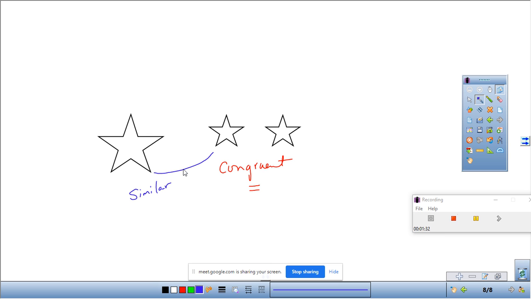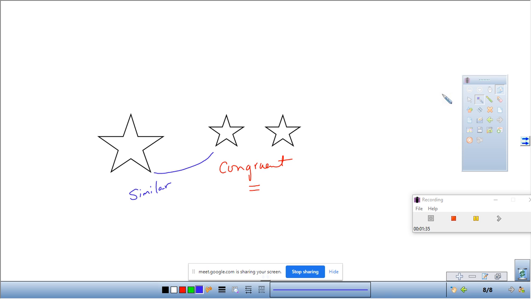So you can kind of see what's going on here. Similar and congruent, they don't mean exactly the same thing, but they're related. They come off the same figure. So maybe this would be the original one, and this would be prime, and this would be double prime. Well, the original one, and then the first copy, congruent, same size.